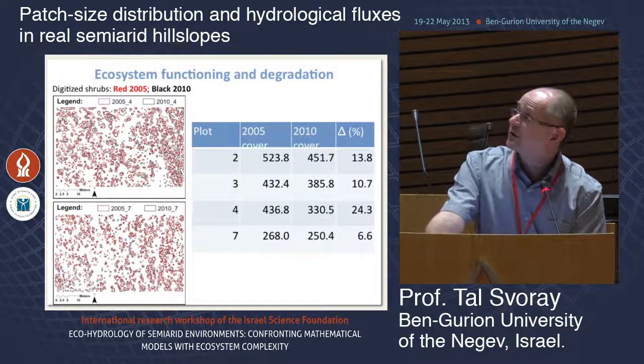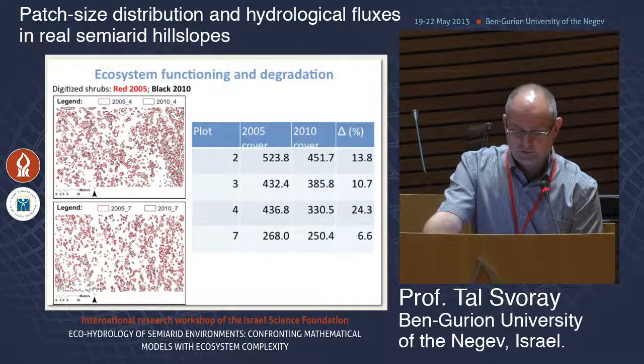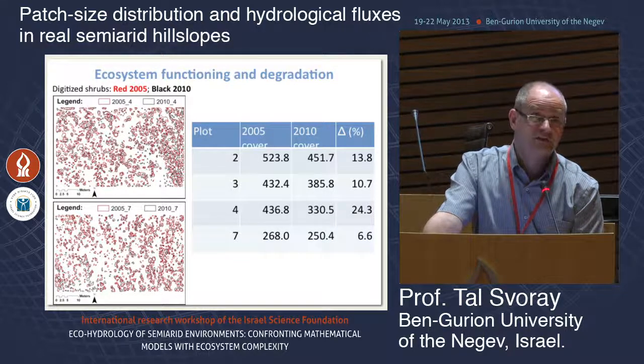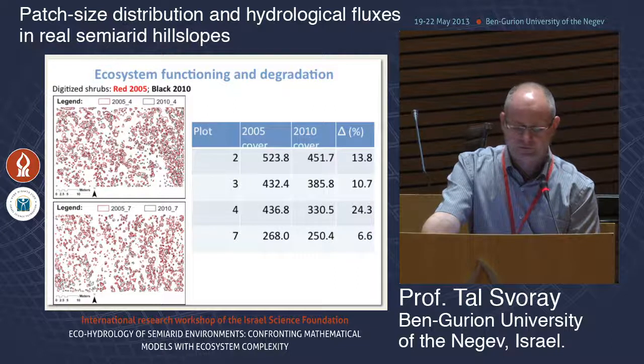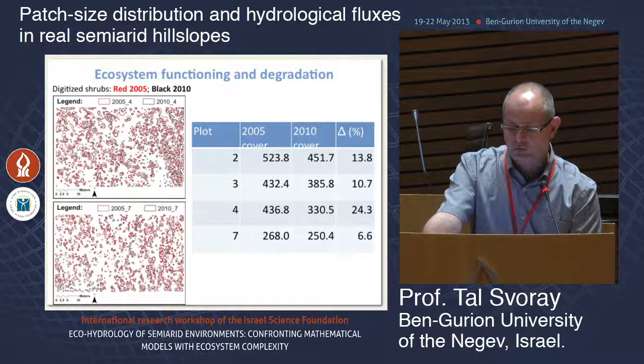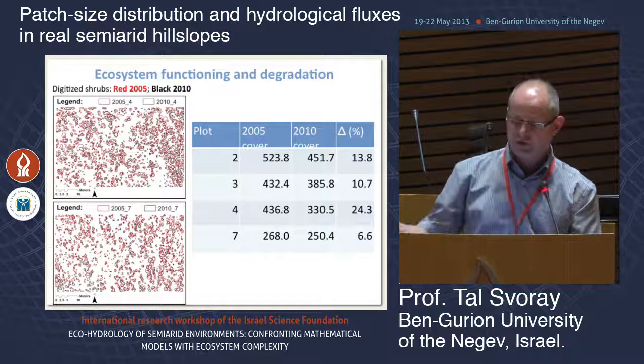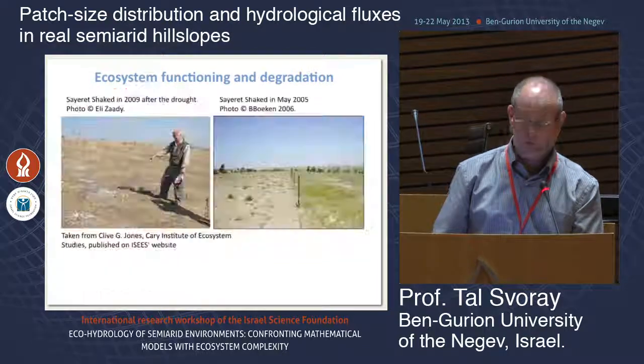And we can see, I hope that you can see it, that even after 6 years of drought, there are new shrubs, and the size changes. Sometimes it shrinks, sometimes it expands. And we can see here the quantitative amount in those different plots, that it varies between 6% to 24%.